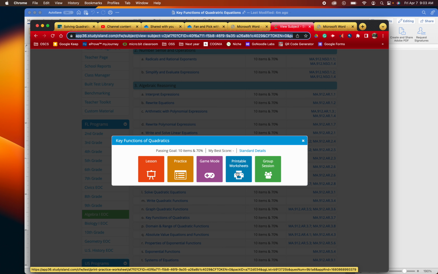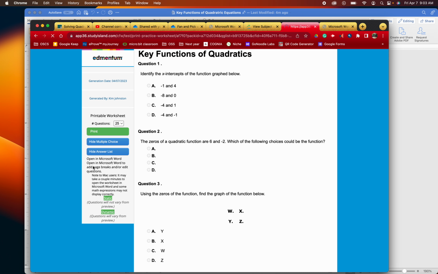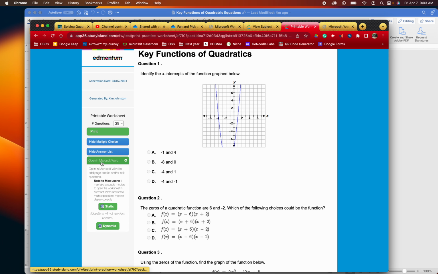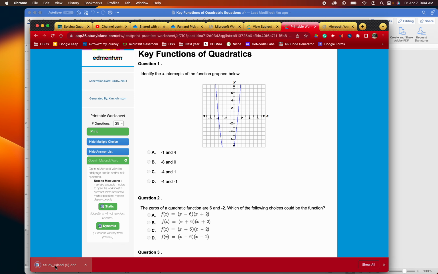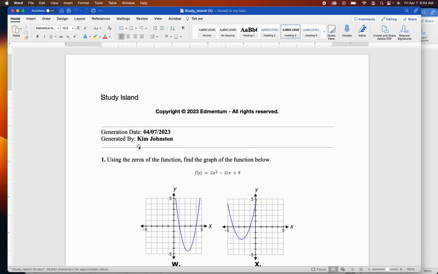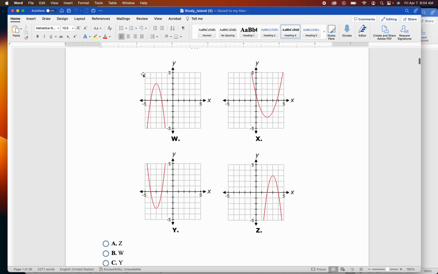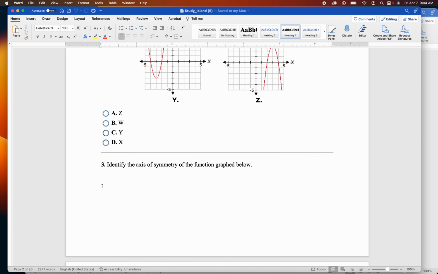Again, I got the printable worksheet from Study Island. I kept the answer choices there. I put it to 25. I opened it in Word. I moved some of the problems to make sure that all of number, ooh, that looks horrible. Something didn't work there. Everything looked right. I moved maybe number 3 down.